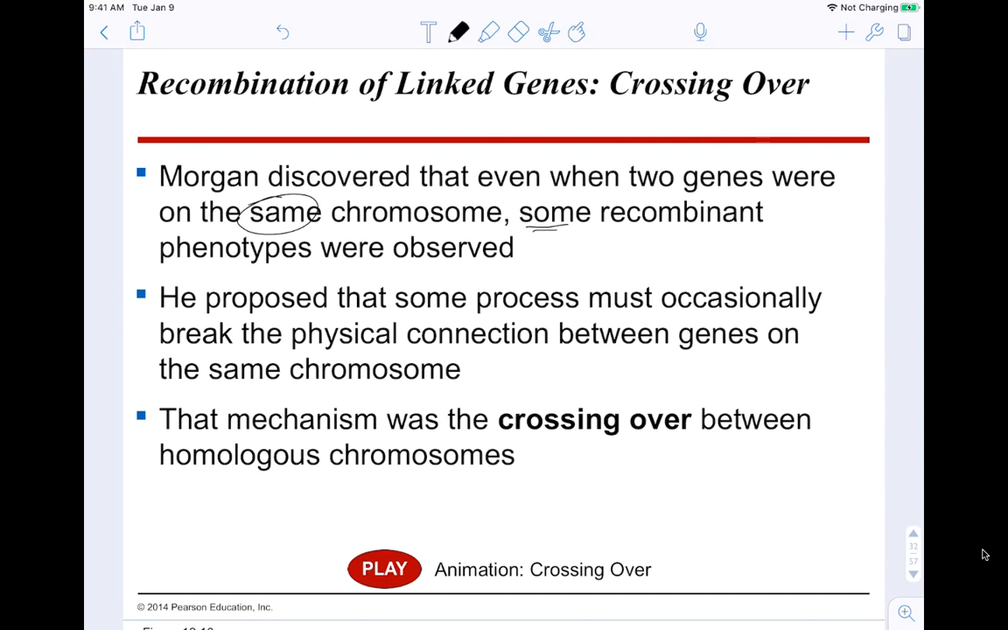So he proposed that some process must occasionally break the physical connection between genes on the same chromosome. If you've got one gene located here and one located here on the chromosome, you'd expect that they'd kind of stay together, right? But because of this thing called crossing over, we know that when homologous chromosomes are close together, sometimes their little legs get intertwined and then they swap information. That's crossing over from prophase 1 and meiosis 1. So that mechanism is called crossing over between the homologous chromosomes.